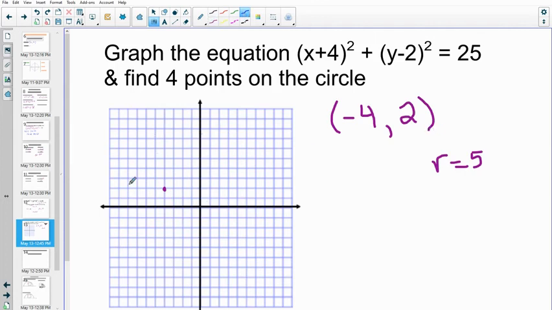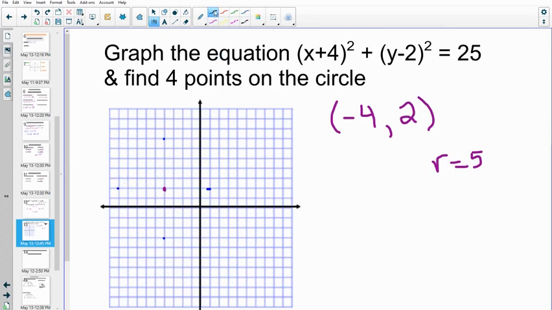Yeah, I know what a circle looks like, but it's going to be easier if I have some points on here. So from the center, I will go up 1, 2, 3, 4, 5 units. I'll go to the right, 1, 2, 3, 4, 5. Go down, 1, 2, 3, 4, 5. And to the left, 1, 2, 3, 4, 5.